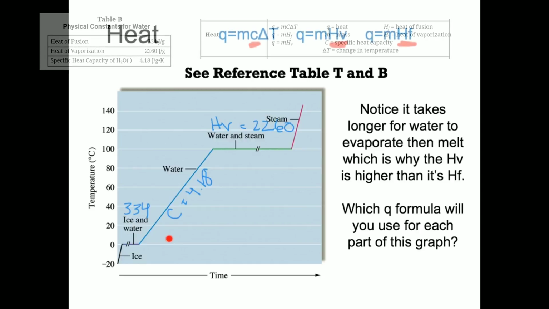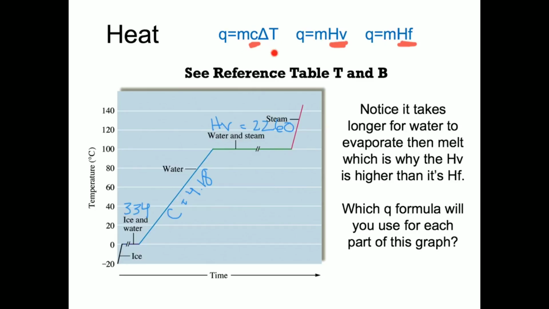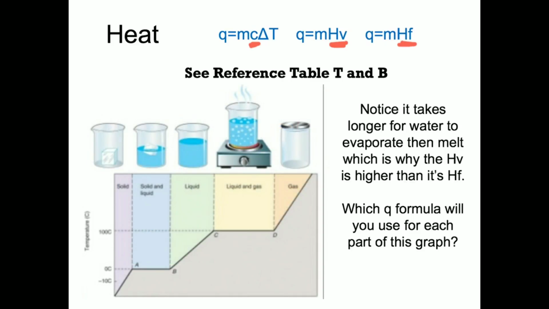So when the temperature changes, we're going to use Q equals mc delta T. C, the specific heat capacity of water, is 4.18 joules per degree Kelvin. When the temperature is not changing at the plateaus where we have phase changes, we're going to use the heat of fusion, 334 joules per gram, or the heat of vaporization, 2,260 joules per gram.